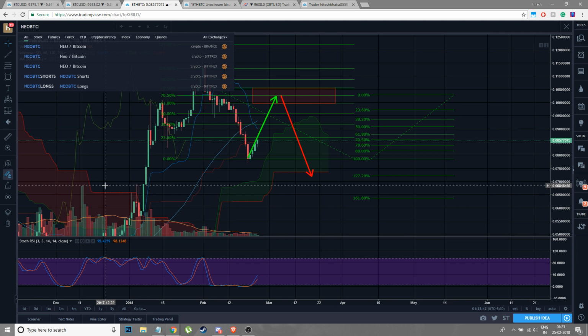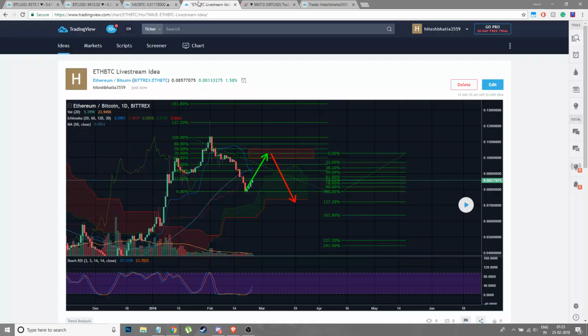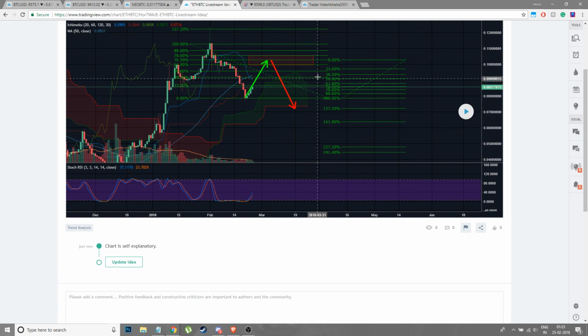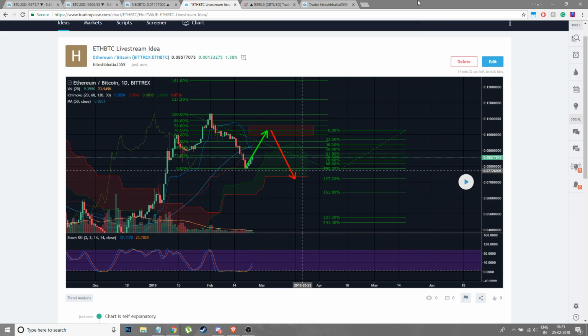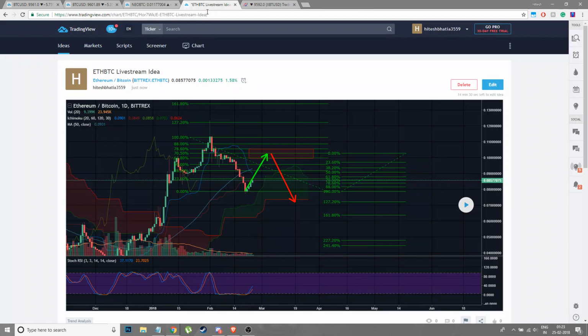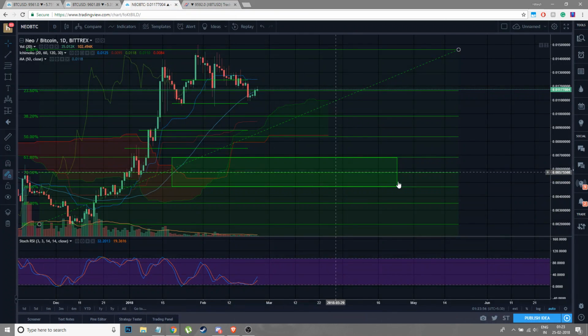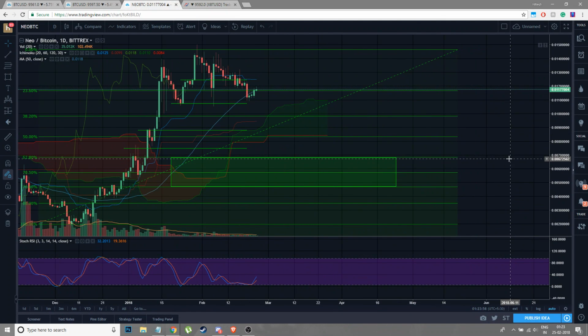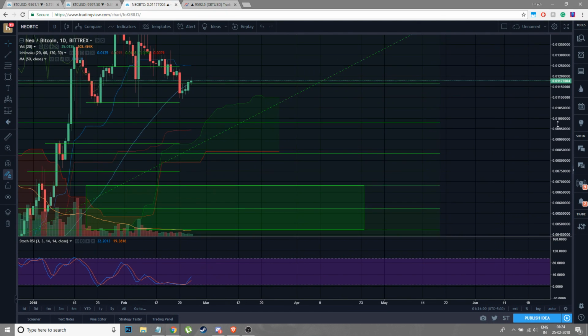Okay, let's look at Bittrex. So I'm not doing any USD ideas on Ethereum at the moment, because I believe this is the one that's most likely to work out as of right now. Neo, what are you doing? Why are you doing it?